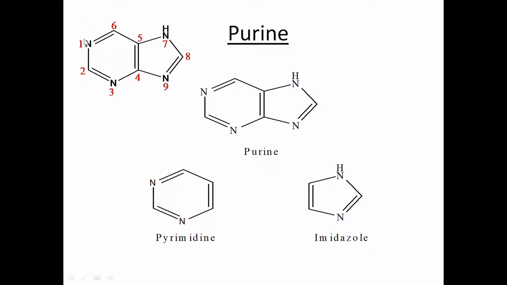Now this is the way we can number a purine. Start from this nitrogen: 1, 2, 3, 4, 5 and 6. So first number the pyrimidine ring, and then 7th, 8th and 9th. So this is the way you can number a purine: 1, 2, 3, 4, 5, 6, 7, 8 and 9.